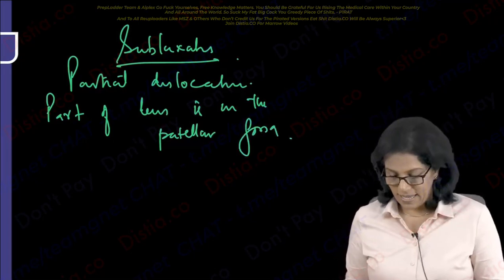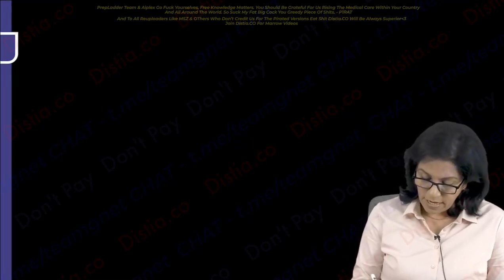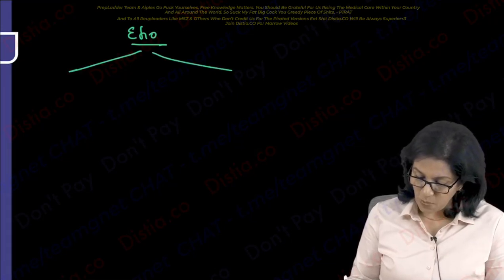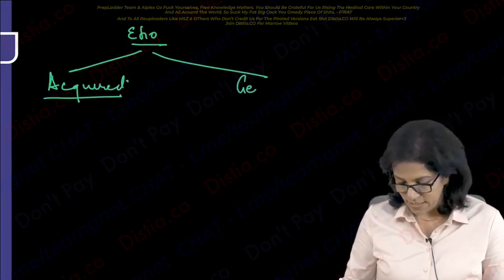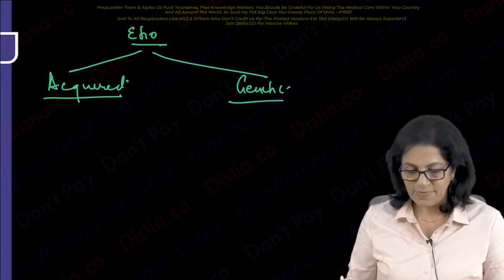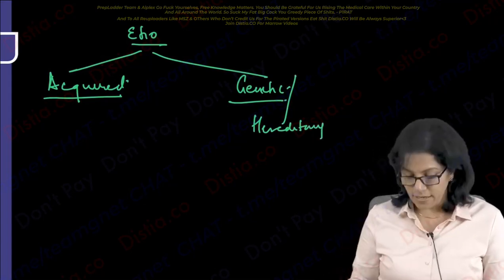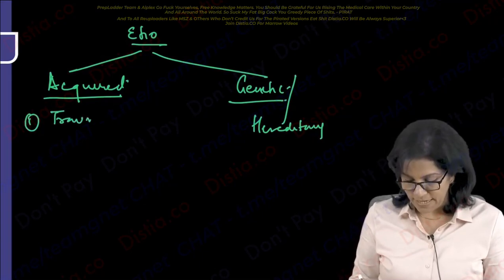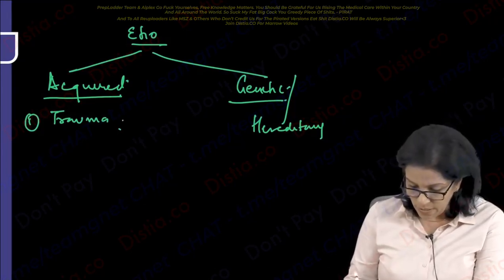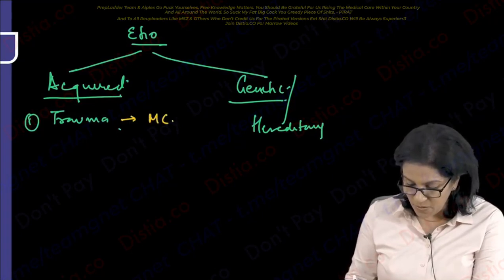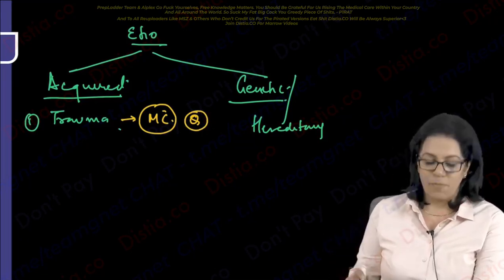Correct? Okay. Now, what can be the causes? We just saw the slide how it looks. So, what can be the etiology? We can divide it as acquired or it can be a genetic cause, hereditary or genetic. Now, when you talk about the acquired causes, of course, first thing that should come to your mind is trauma. So, we are saying that first cause is trauma. Trauma is one of the most common causes of subluxation. This is your exam question. Overall, most common cause, it is trauma.